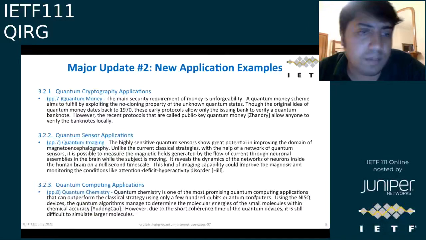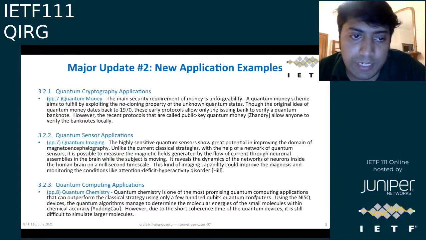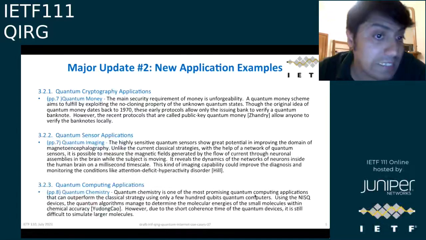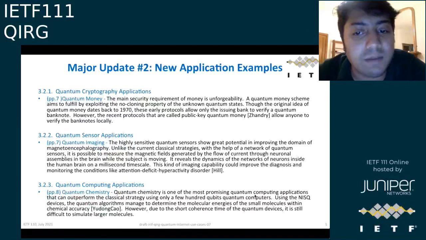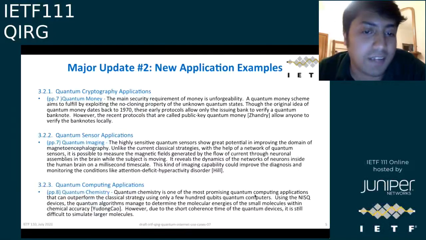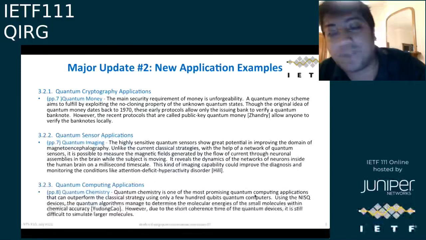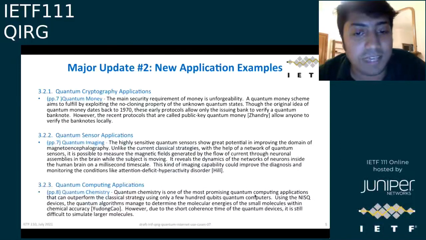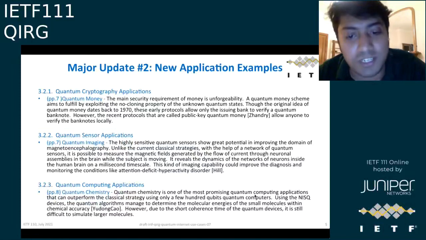And then we added another application for quantum sensors. It's called quantum imaging. Here, a network of quantum sensors can actually measure the magnetic field generated by the flow of current through some neural assemblies in the brain while the subject is moving. And this kind of thing we cannot do using current-day classical strategies. Because of that, it can reveal the dynamics of the networks of neurons inside the human brain on a millisecond time scale. So it's showing us a huge potential for the application. This is one example. There are plenty of other quantum sensor applications, so we just pointed out some of them in the draft.